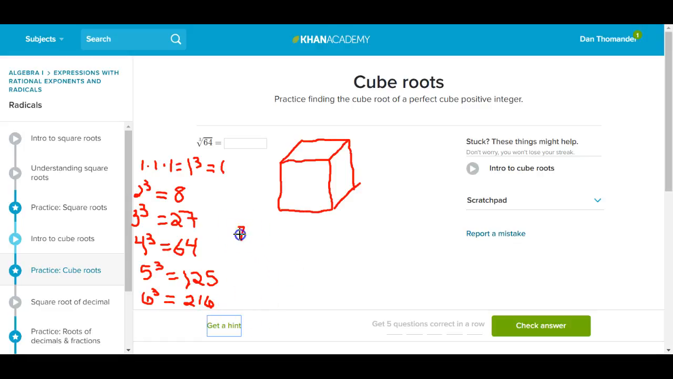Well, 7 times 7 is 49. 49 times 7 is 343. There we go. How about 8 cubed? Well, 8 times 8 is 64. And 64 times 8 is 512. 9 cubed. 9 times 9 is 81. 81 times 9, 729.